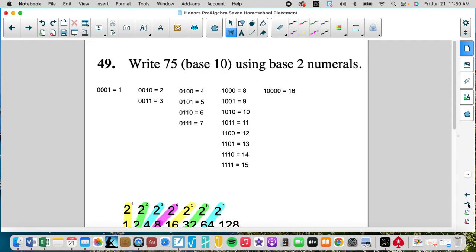Oh yeah, this was pretty awesome. All right, so I had to do this a little pre-work. So using base 10, 75 base 10 using base 2 numerals. So base 2 numerals is really binary. It's either 1 or 0. So you either have a 1 or a 0.